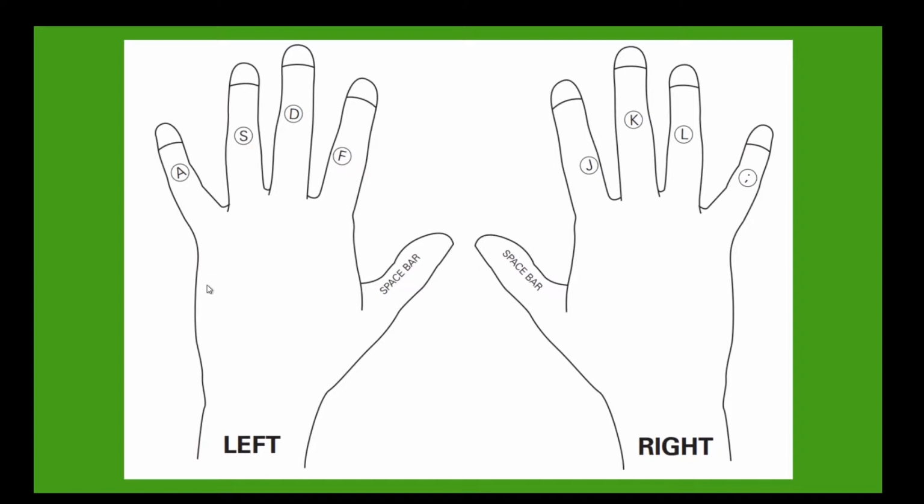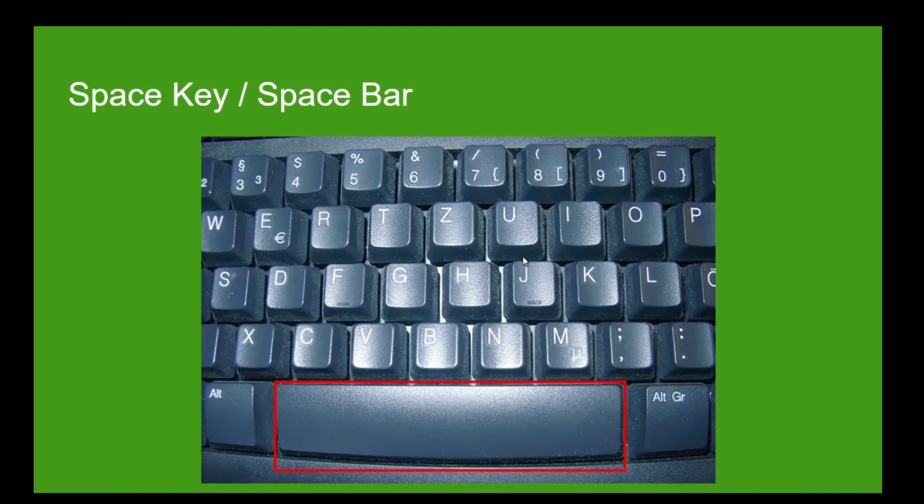So we skipped over the 2 thumbs of each hand, and it says spacebar on the thumb. So let's go learn what the spacebar is. This is the spacebar, this key on the keyboard that's highlighted by this red box in this picture. If you look down at your keyboard, you'll see there is a spacebar on your keyboard as well. It's a rectangular key with nothing written on it.